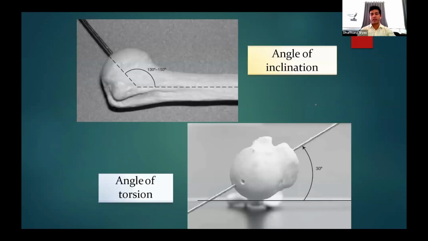Right. Then talking about angle of inclination, the angle that the head of the humerus makes with the shaft is what we call the angle of inclination. These are normal anatomical angles, which are very important for motions of the scapulohumeral rhythm. And we have the angle of torsion, that is when you see the head of the humerus superiorly in line with the condyles of the humerus, there is a slight rotation of the head of the humerus, probably the medial rotation, which we call the angle of torsion, which is normally around 30 degrees.